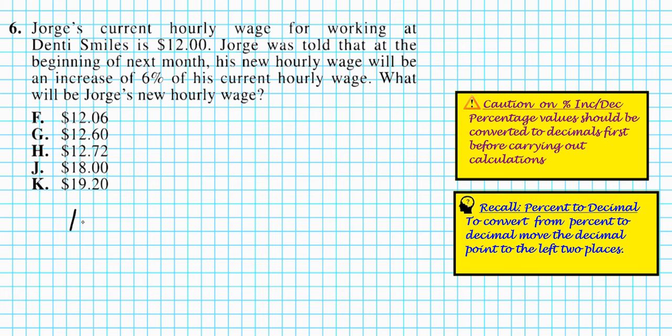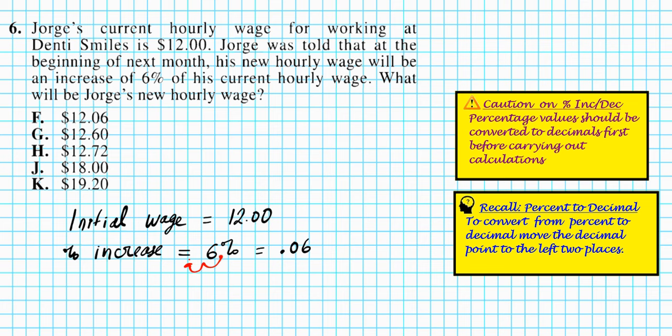George's initial wage was $12 an hour, right? So just use 12 for now. And he's going to enjoy a percent increase of 6%. Now, in order for us to carry out our calculations, we have to convert this into decimal form. So we simply move the decimal point to the left twice. So 6% becomes 0.06, or you can use 6 over 100. You accomplish the same thing.